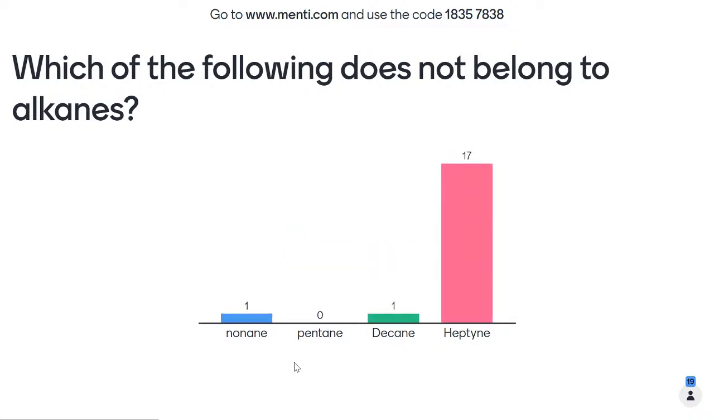So let's see. Whoa, this is good. Nice. So 89% of you gave the right answer. See, if you can see here, every name has the suffix A-N-E, right? So obviously it will be an alkane. Because for alkene and alkyne, the suffix will be different, right? The primary suffix will be "-ene" for alkenes and "-yne" for alkynes.